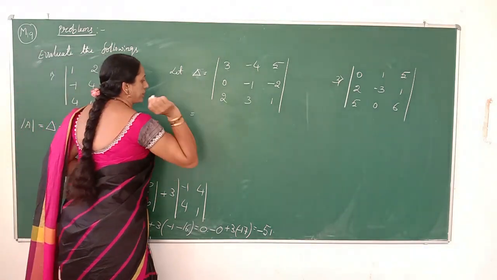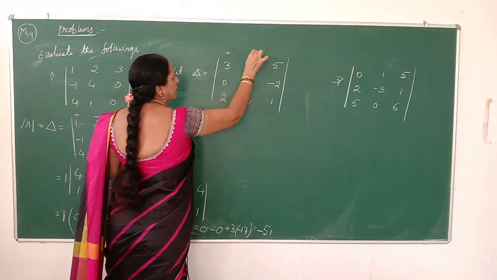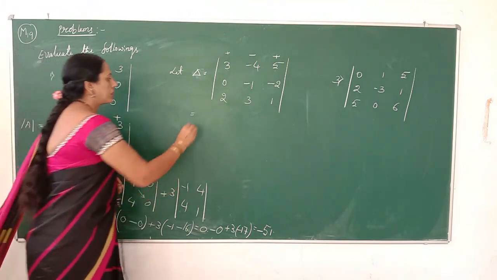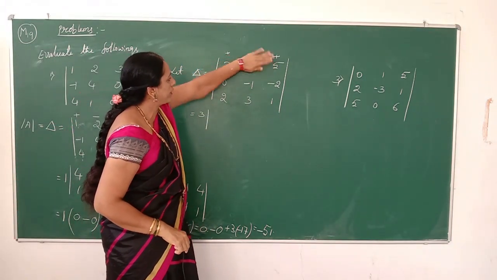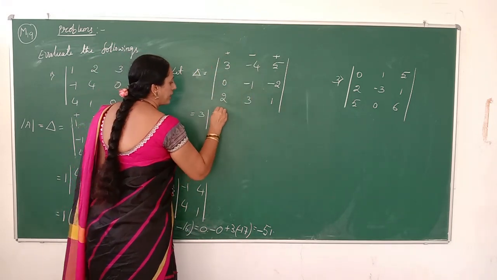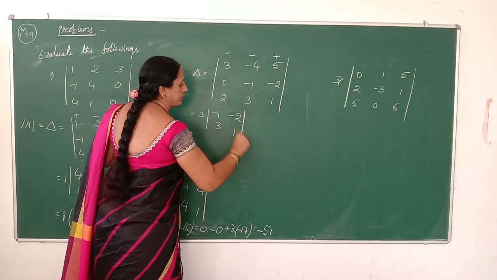Now first we will choose the first row. The first elements are multiplied by alternating signs, plus minus plus. 3 of, again 3 is an element of the first row, first column. These elements get neglected. The remaining are minus 1, minus 2, 3, 1.